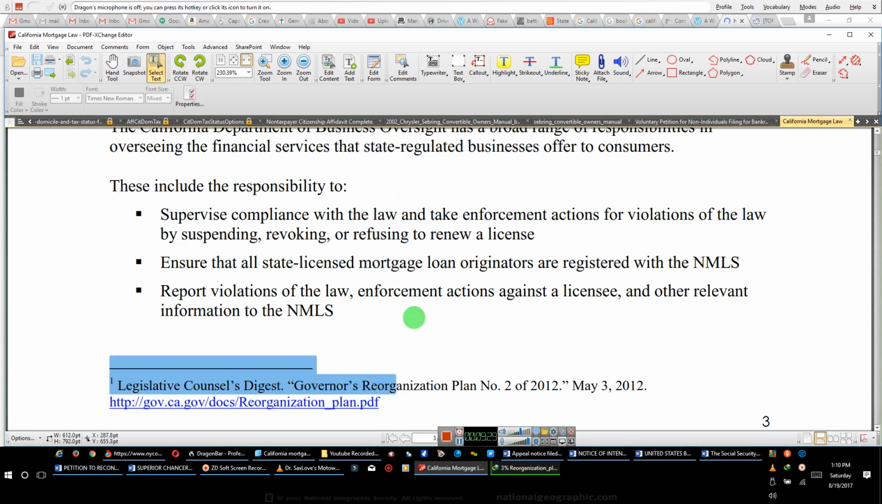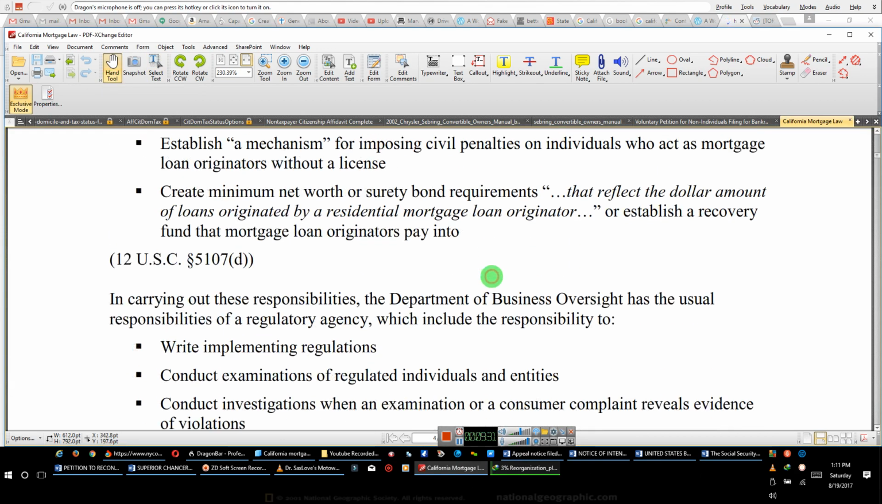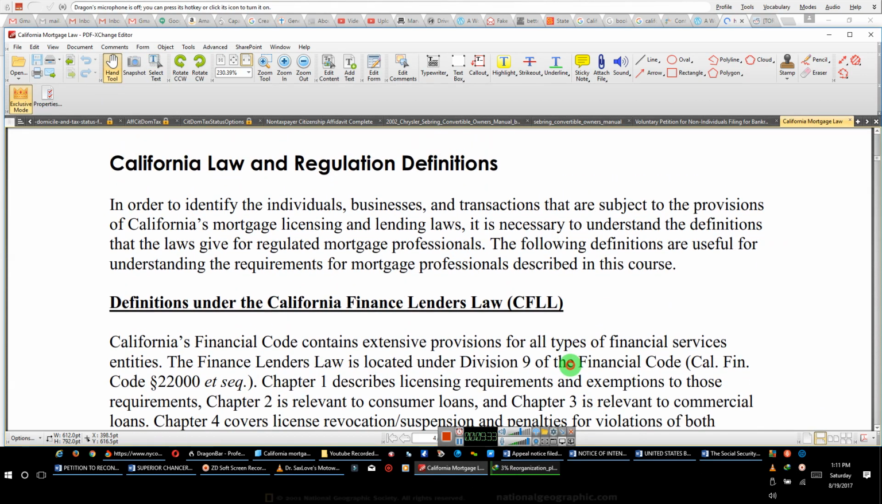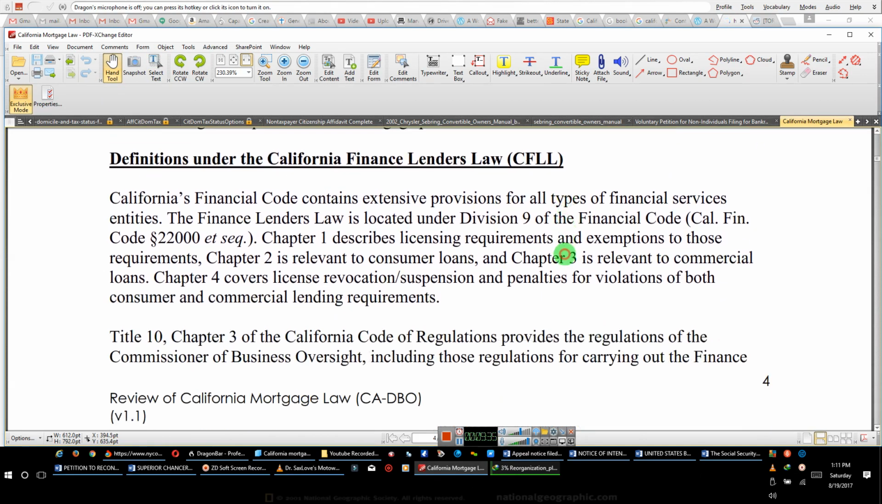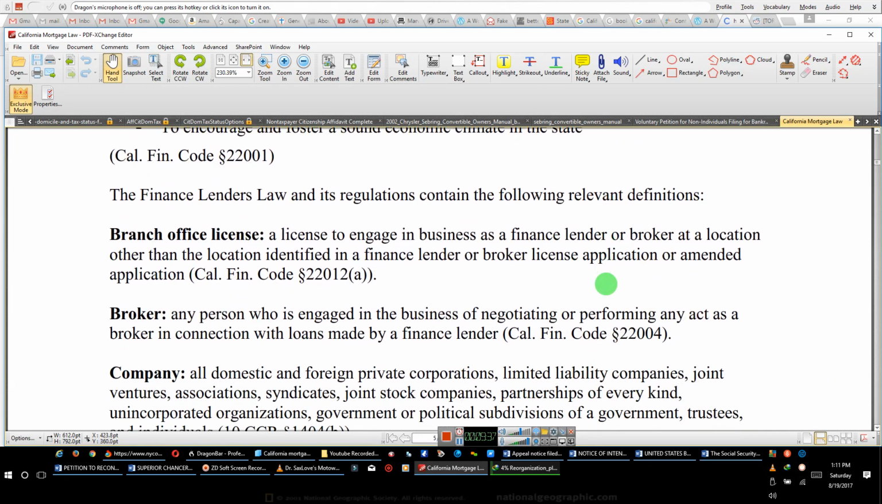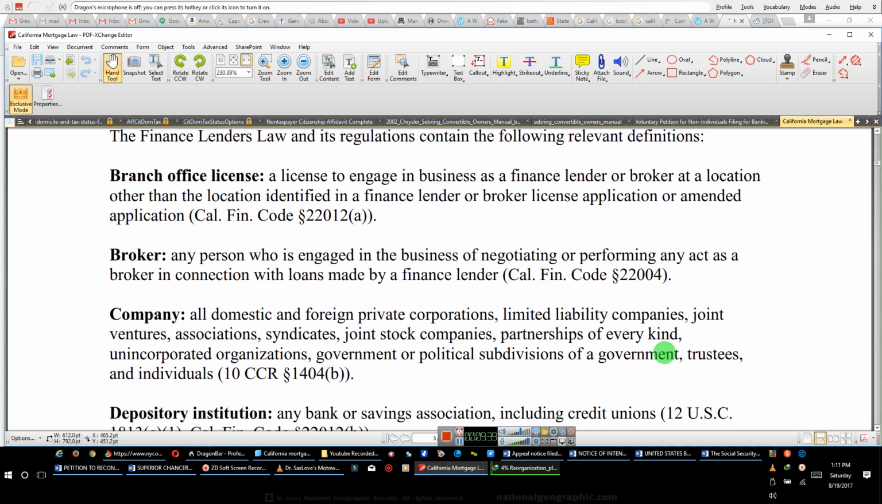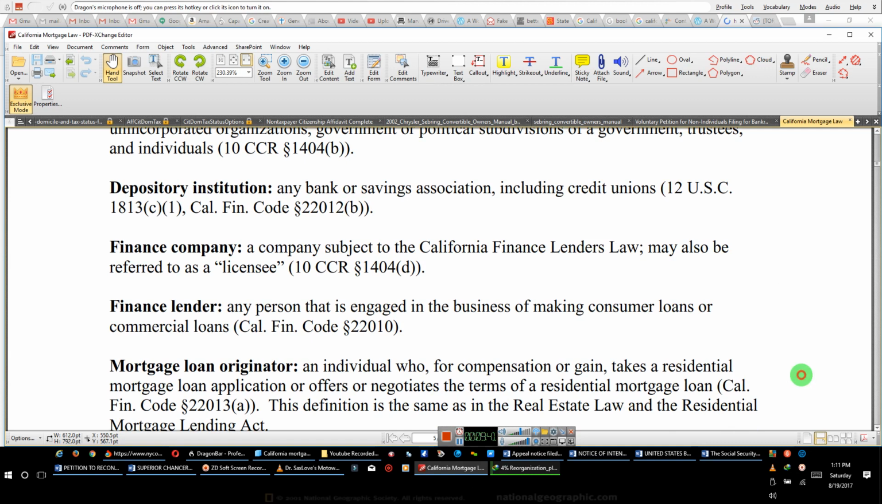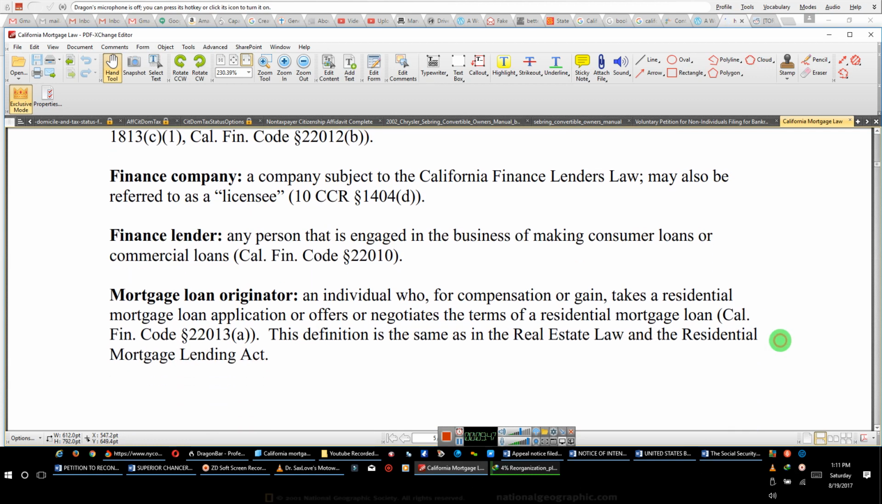Let's make sure you guys understand the California law and regulation definitions. And it's good that you go over the definitions because you need to know what each thing is considered. A lender is any person who is engaged in the business of making consumer loans or commercial loans.